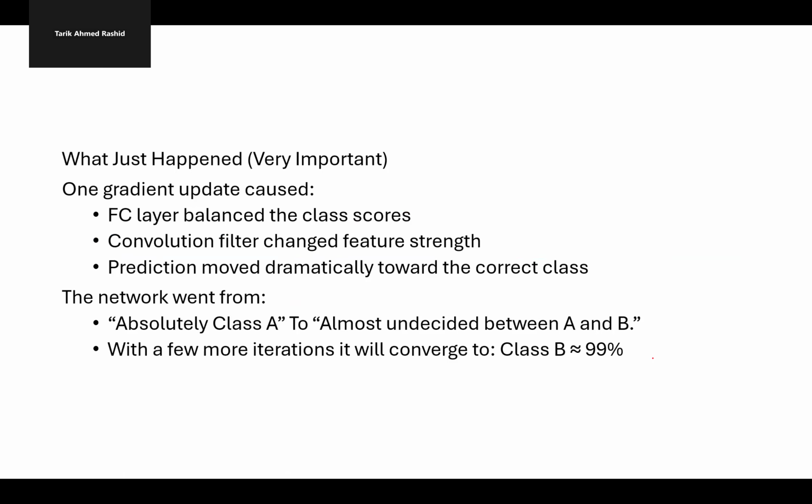The prediction moved dramatically toward the correct class. It was absolutely A, and now it is almost undecided between A and B. So you see one iteration, two iterations, and the network tries to correct itself and improves the output so that it can come closer to the target B.